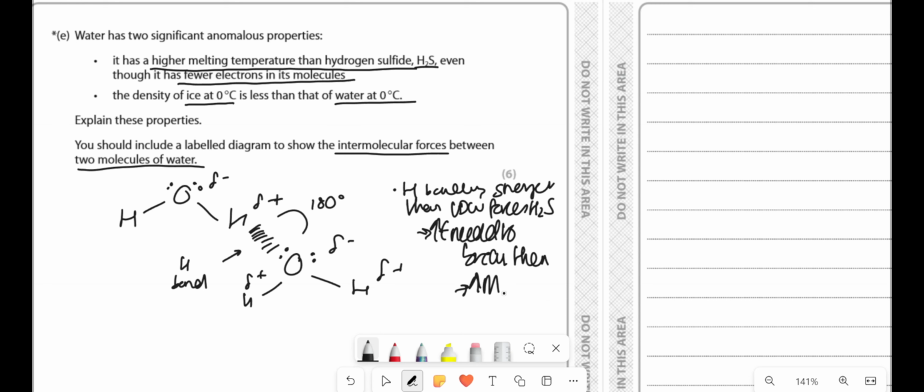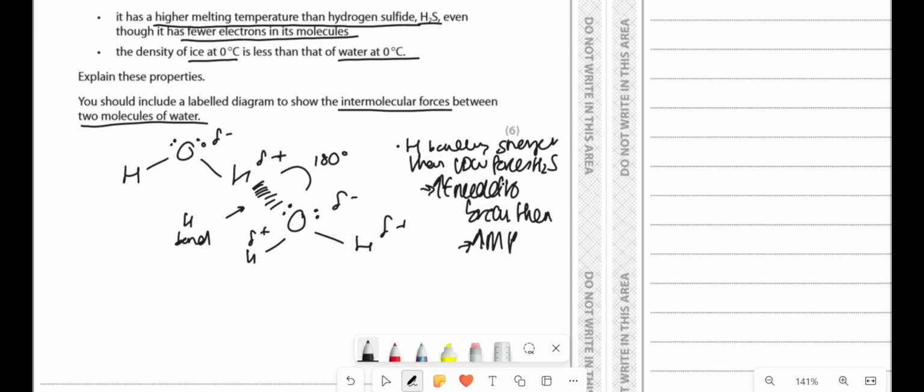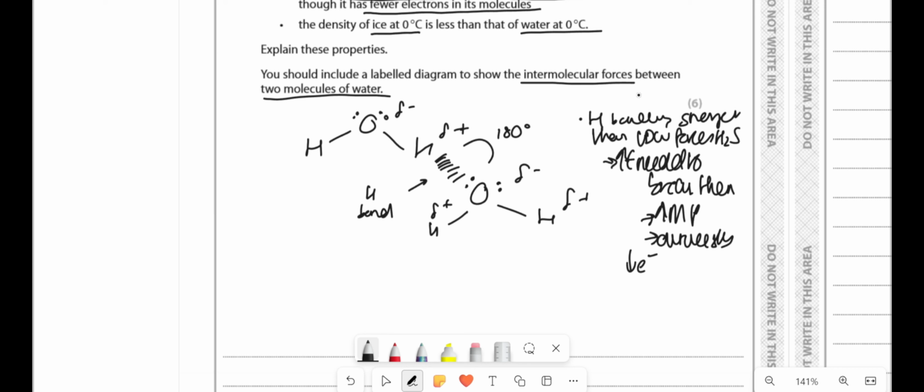Therefore, it's got a higher melting point. So there's that one dealt with. Also, it says even though it has fewer electrons in the molecules, this outweighs the effect of having fewer electrons because the hydrogen bonds are that strong. And then it says the density of ice is less than that of water.